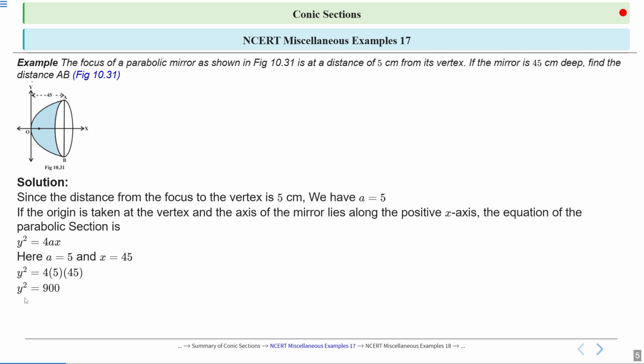It implies y square is equal to 900. Therefore, y is equal to plus minus 30. Hence, AB is equal to 2 times y. This is equal to 2 times 30 is equal to 60 centimeter. So the distance AB is 60 centimeter. I hope you are getting my point. So now let's move to the next example.